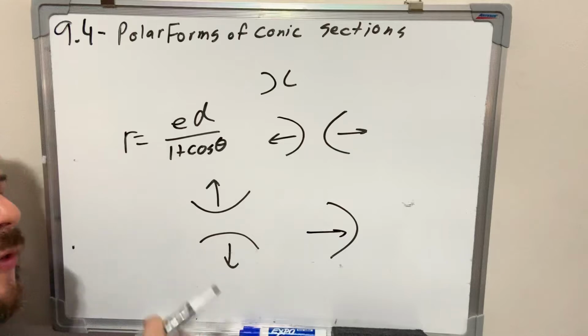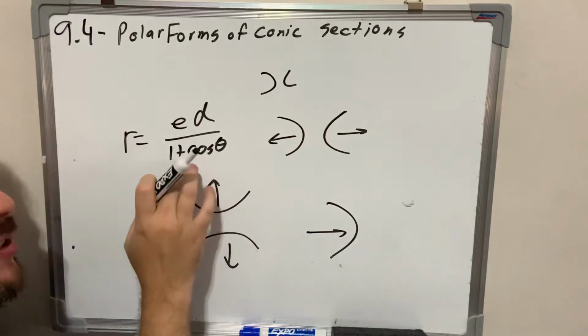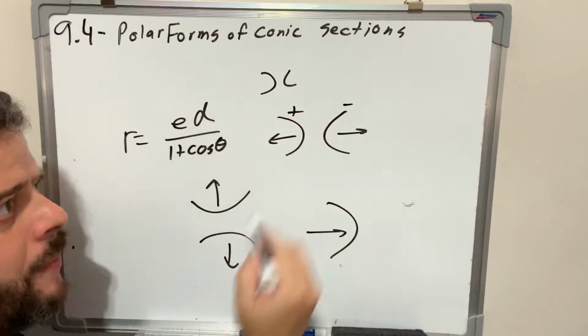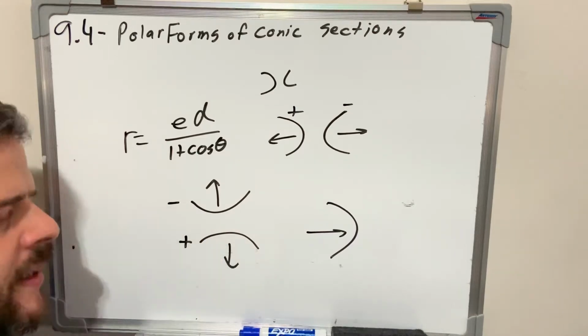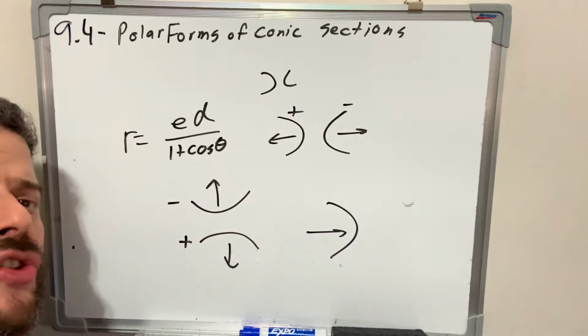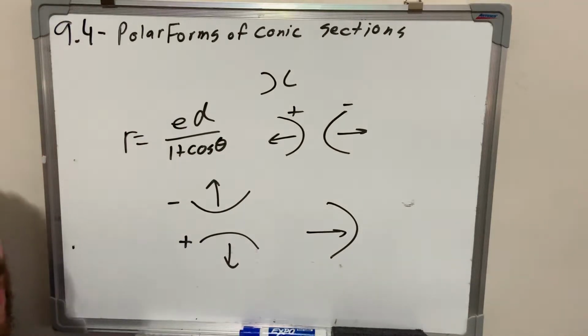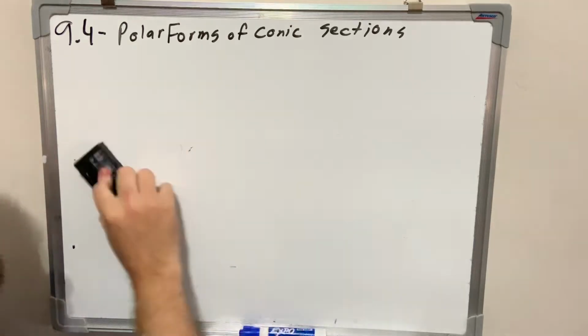So again, those 4 formulas are the exact same thing. They're only changing plus cosine, minus cosine, and plus sine, minus sine. That gives you a starting point, at least, on where to find your particular polar form of that conic section.